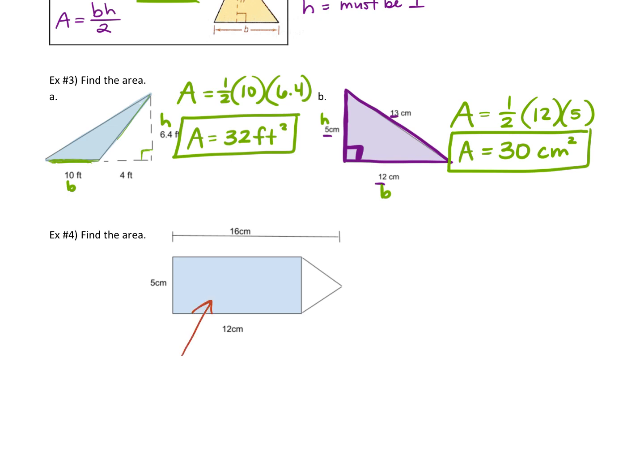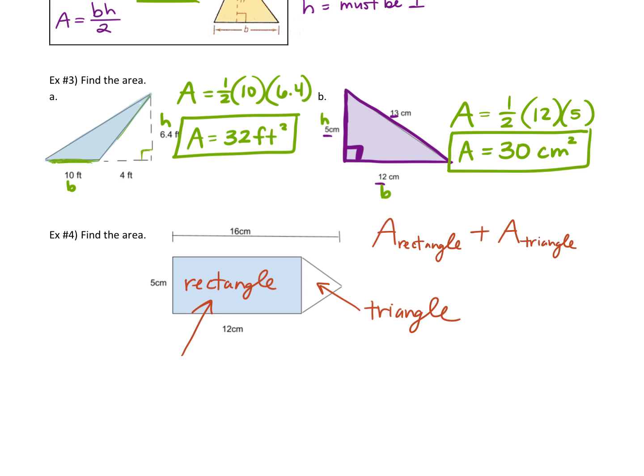Break it into two different parts, maybe? What is this? What shape is this? It's a rectangle. And what shape is this? A triangle. Okay, so basically what you're going to do is the area of the rectangle plus the area of the triangle. Okay, add them together when you're done finding their areas.